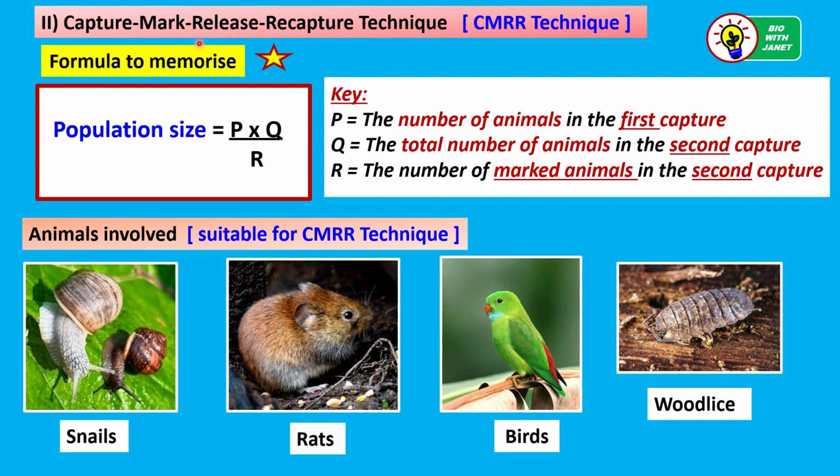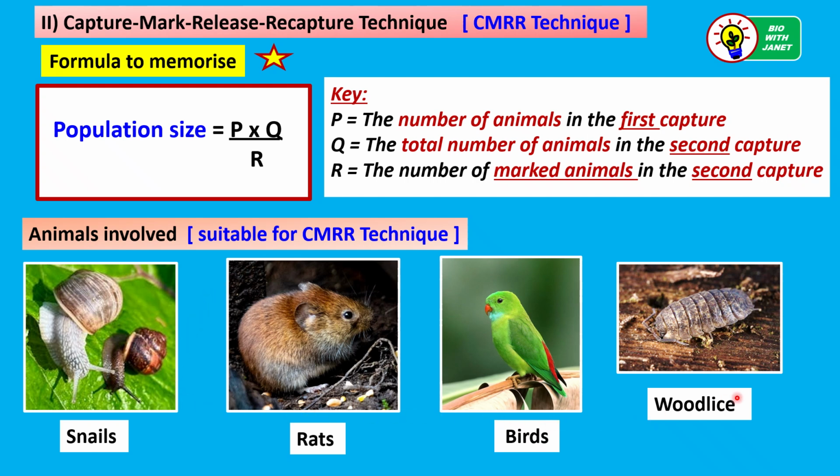Right, so this is the formula for the capture mark release recapture technique, CMRR technique. Population size equals P times Q over R. Or you can use other letters like X times Y over Z. Here P represents the number of animals in the first capture, Q is the total number of animals in the second capture, and R is the number of marked animals in the second capture.